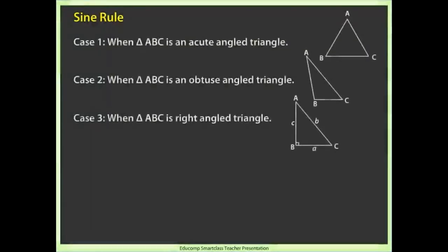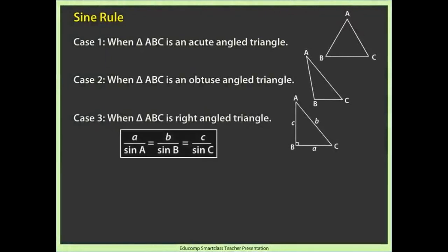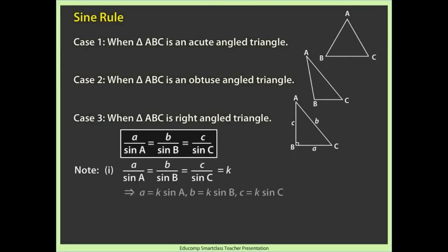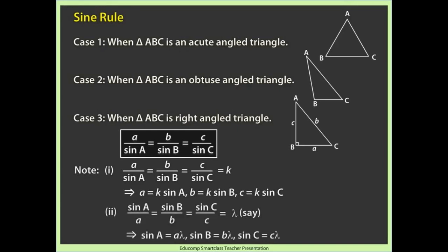From all the three cases, we conclude that a over sine A equals b over sine B equals c over sine C. Note here, if this is equal to k, then we have a is equal to k sine A, b is equal to k sine B, and c is equal to k sine C. Also, if this is equal to lambda, then we have sine A is equal to a lambda, sine B is equal to b lambda and sine C is equal to c lambda. These can be used in solving problems.